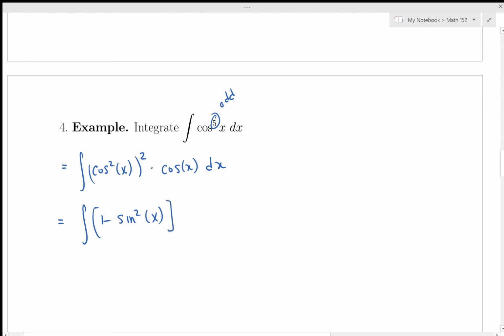That's going to be squared. And then this is cosine x dx. Now I can make a substitution because this here is the derivative of sine. So I see that I can see this as a composition. I will say let u equals sine x, and that means that du will be cosine of x dx.